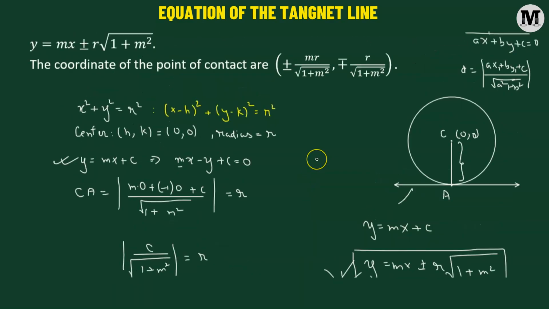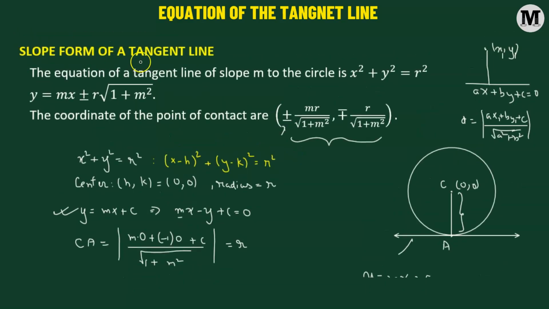That I'm leaving as an exercise for you to try out, and you can confirm that its value is going to be, the x coordinate will be plus or minus m times r divided by square root of 1 plus m squared, and the y coordinate will be minus or plus r over square root of 1 plus m squared. Now this sign plus or minus, minus or plus, means that if the x coordinate is a positive value, then the y coordinate is going to give us a negative value, and if the x coordinate is negative, then y will be positive. Okay, so now we have found out the slope form of a tangent line.